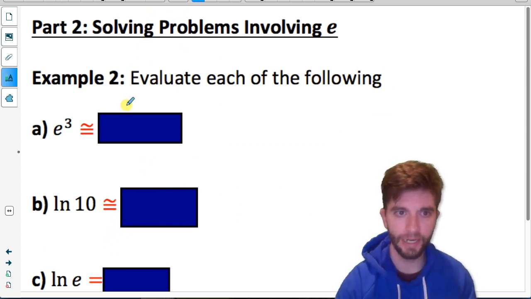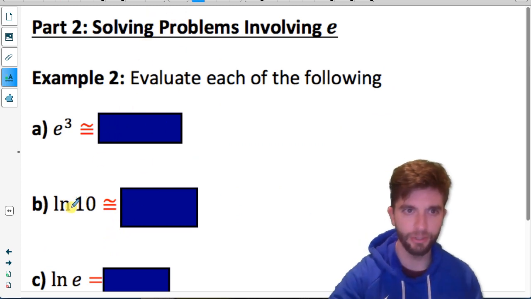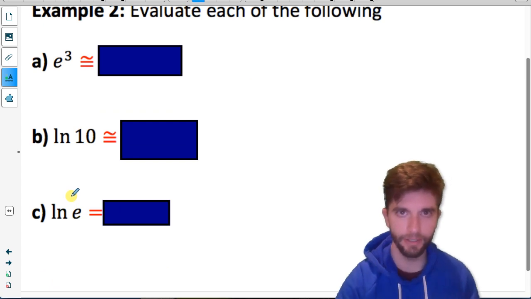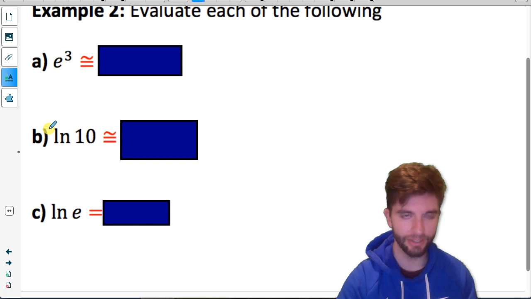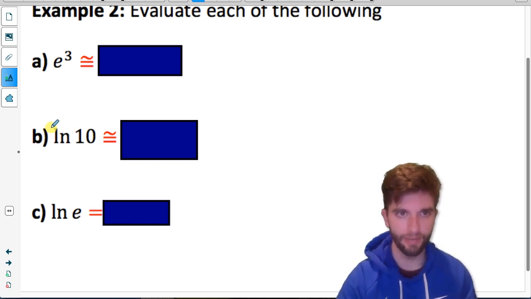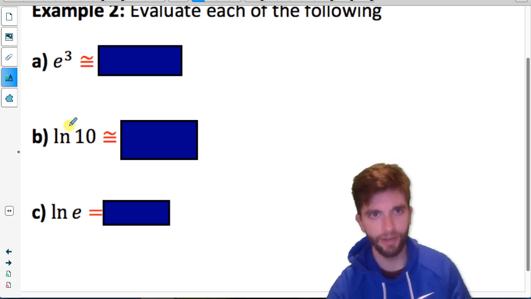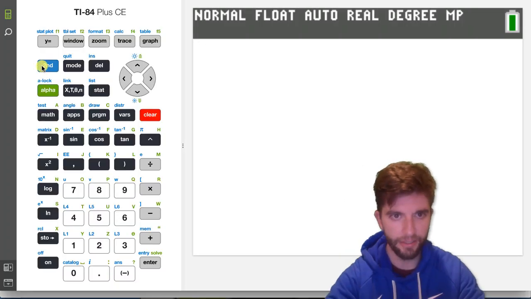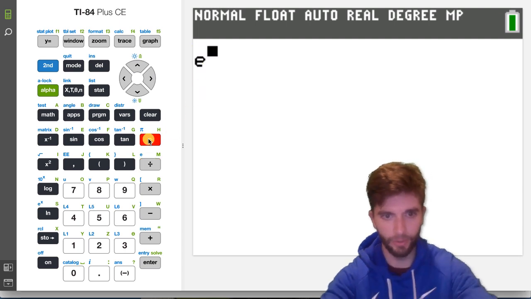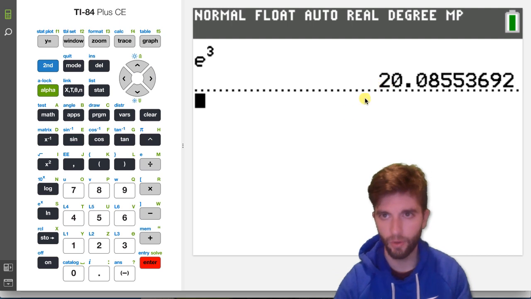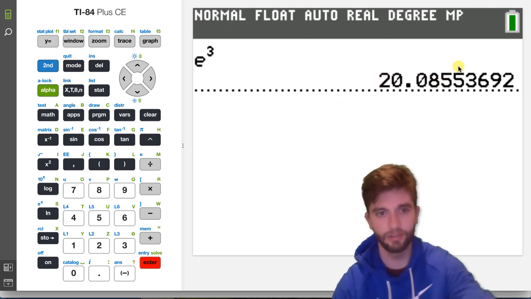So in part two, I just put this part of the lesson in here to make sure you can find the e and the ln button on your calculator. So if we want to do e cubed, remember e is that irrational number, that 2.71828 and so on number. So let's evaluate it. So we want to do e cubed, so find Euler's number on your calculator. It looks like a lowercase e, and we're going to do e cubed. So I'll round it to three decimal places, so about 20.086.